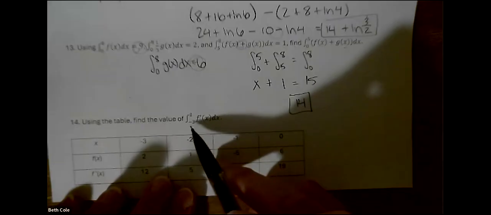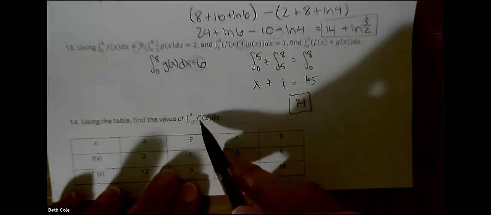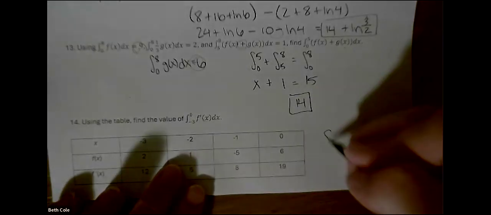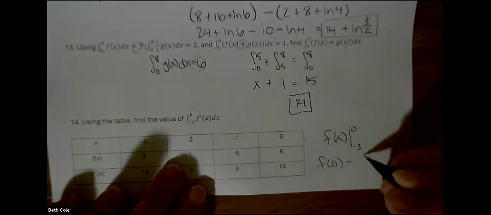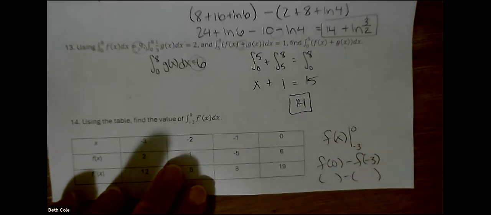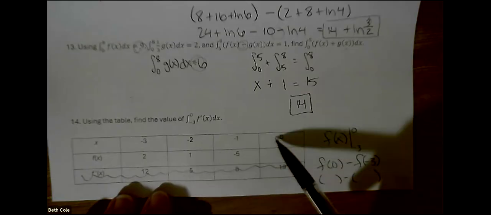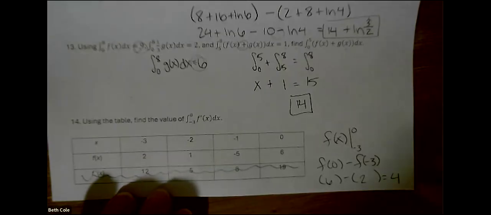This one is fundamental theorem. We have a definite integral of f prime. If you go backwards, if you do an antiderivative of f prime, you just get f of x, and then such that -3 to 0. So it's going to be f of 0 minus f of -3. We're going to do upper minus lower, and then use our table. You don't need anything from this part of the table. That is extra information that is there to confuse you. All right. F of 0 is 6. F of -3 is 2. And so your answer is 4.